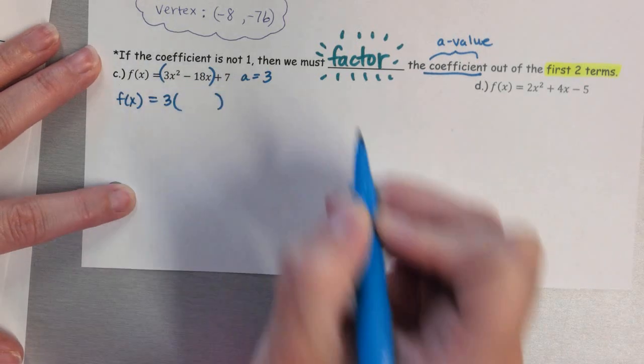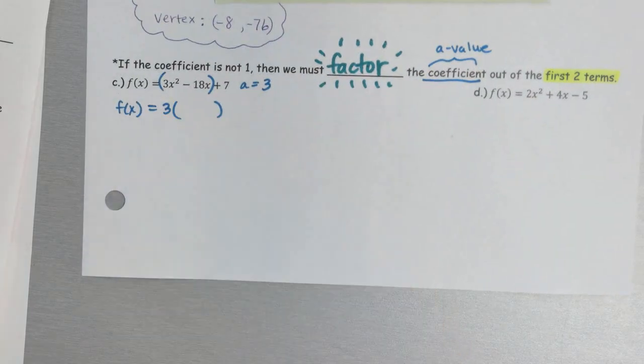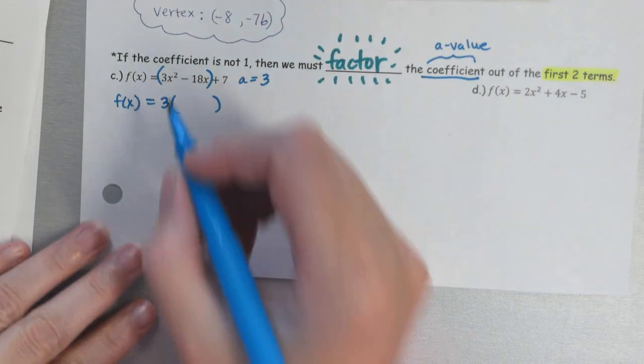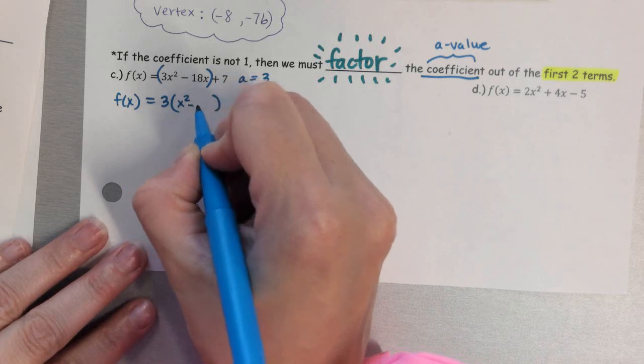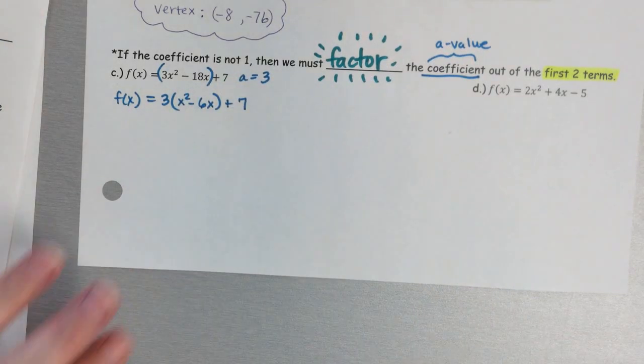And the only thing I'm going to factor the 3 out of are my first two terms. Okay, so Dane, if I factor the 3 out, what's left inside the parentheses? X squared minus 6x. Good. And then the plus 7 is just going to stay here.